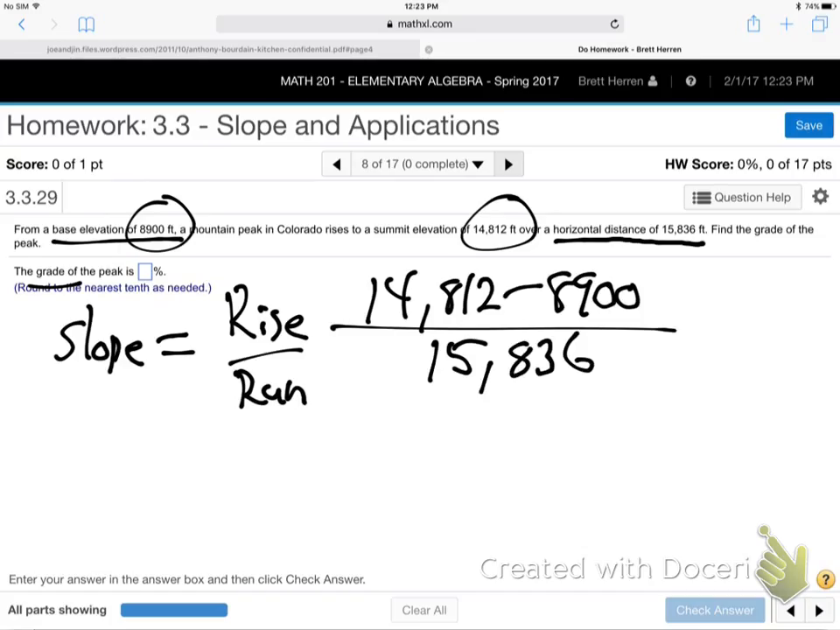15,836. So can I go dot, dot, dot? You just subtract those, divide on your calculator, get a decimal, change it to a percentage. Just like we did the last one. On that one. Is that good? Anybody got like a final answer on that one?